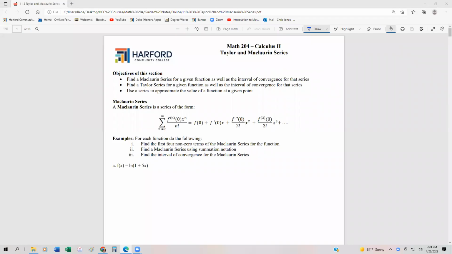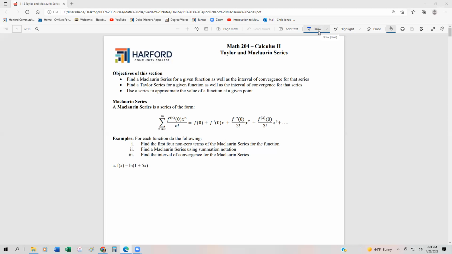In previous sections, we took a look at power series, and we did take a look at Taylor polynomials. In this section, we're going to specifically take a look at how to find Taylor and Maclaurin series in the closed form as well as the series form. And so we're going to first look at these things called Maclaurin series, and we're going to be able to find a Maclaurin series as well as the interval of convergence. We're going to find a Taylor series for a given function, as well as the interval of convergence, and then we're going to use series to approximate a value, which we may have done in previous sections as well.